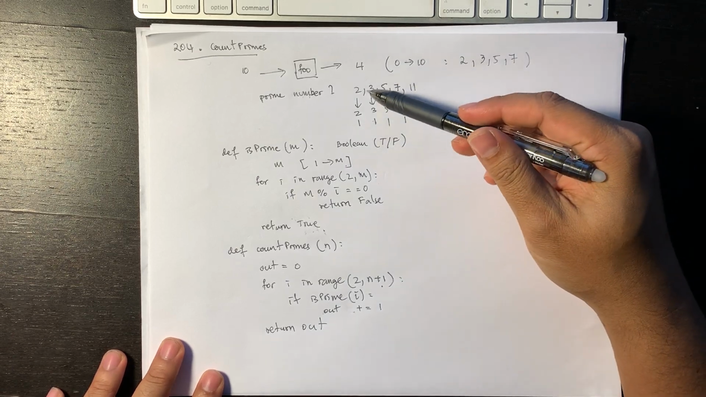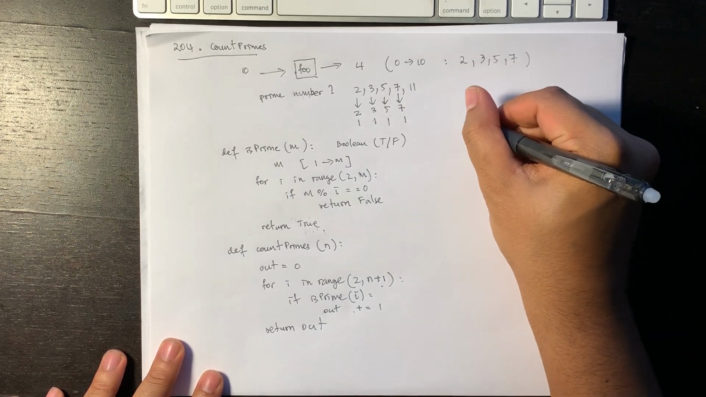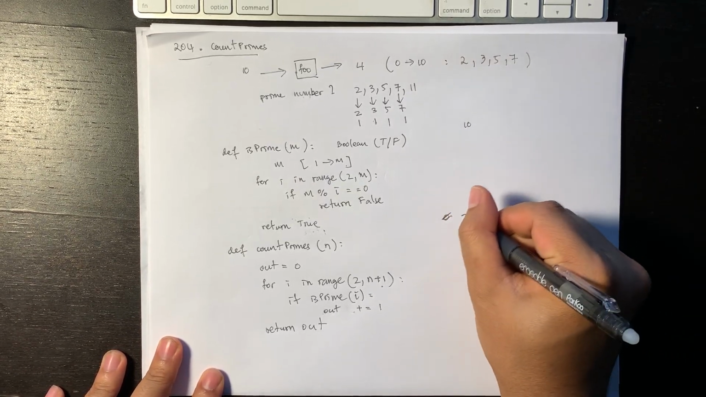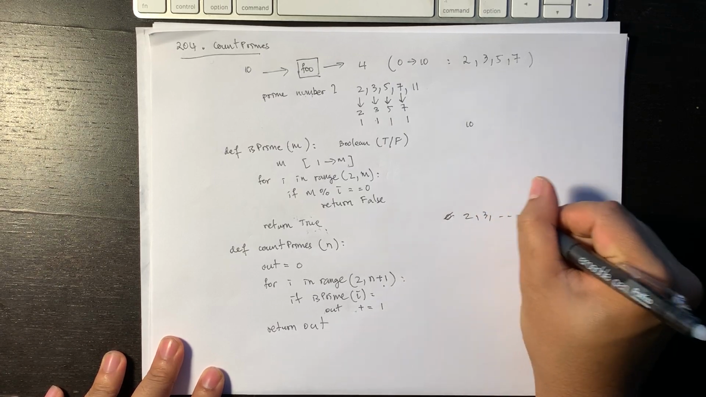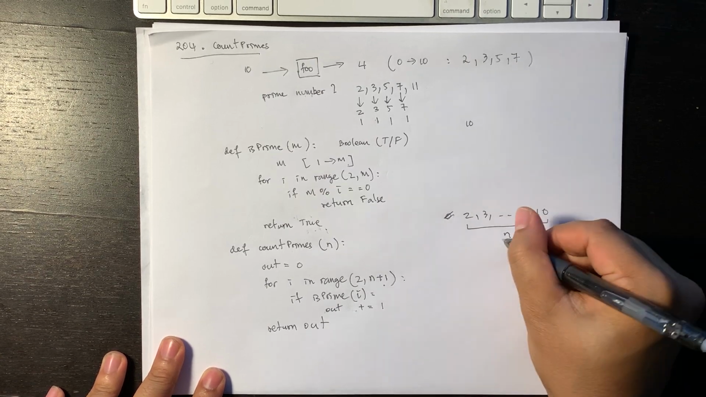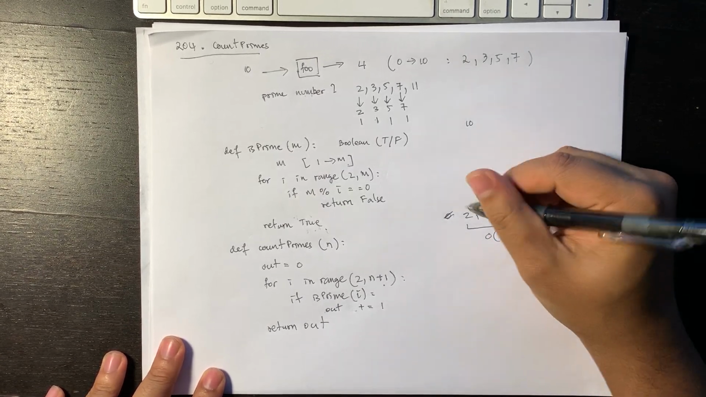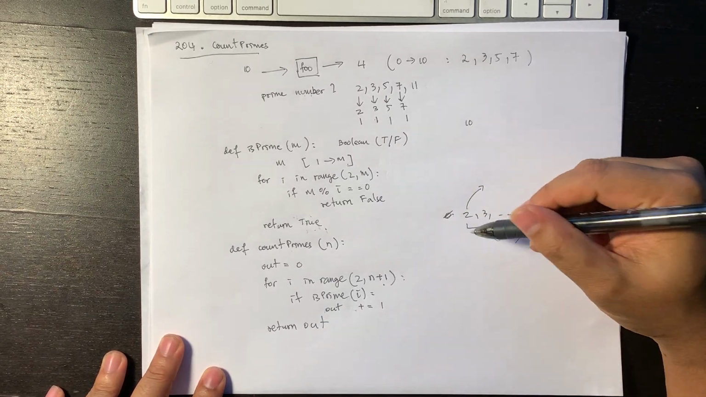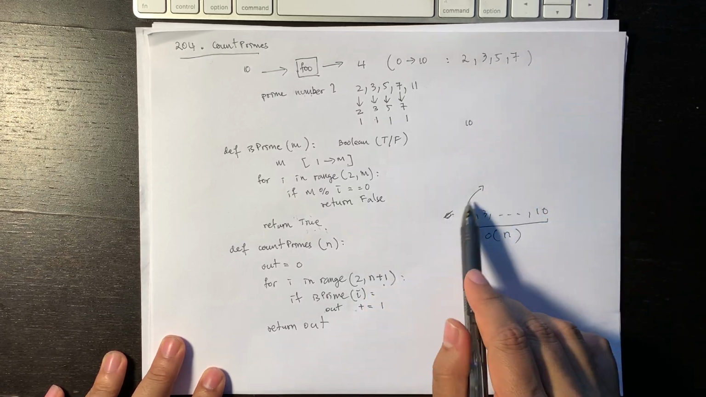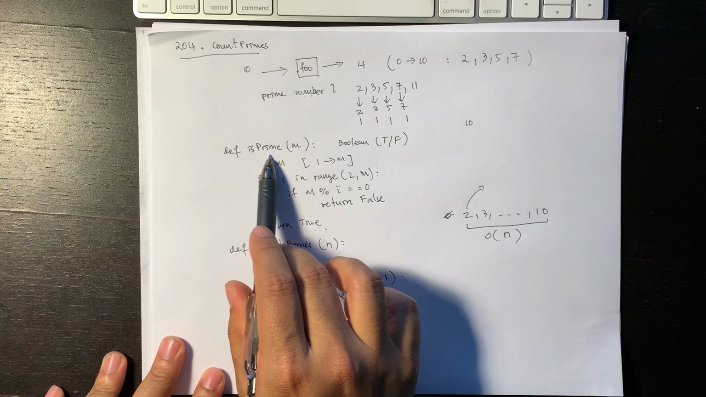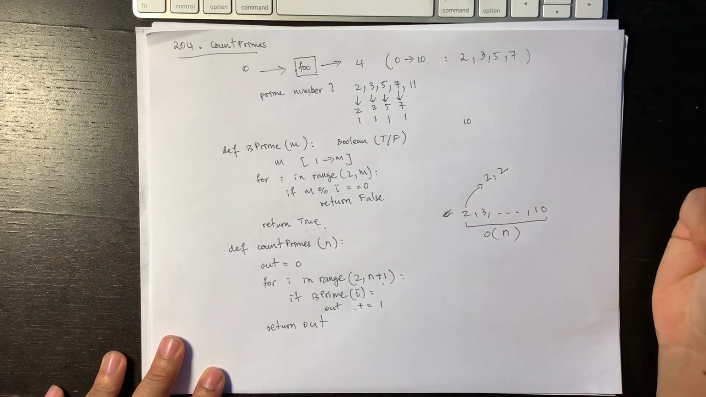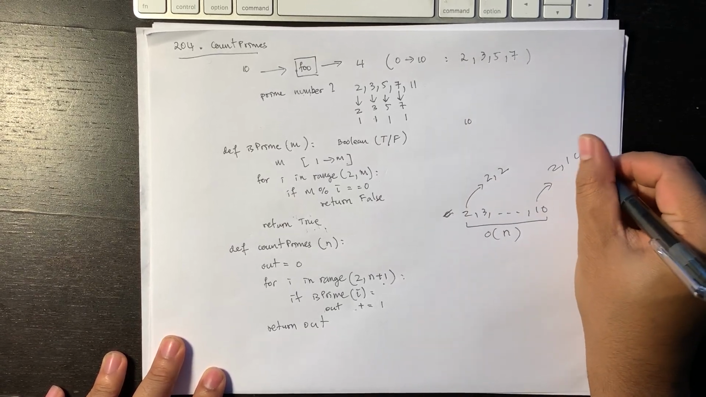If you look here, for example, if the value was 10, we would iterate through 2, 3, and so on up to 10. So we iterate n times. But for each iteration, we also need to pass this value to a function called is_prime. In is_prime, we also iterate, in this case from 2 to 10.